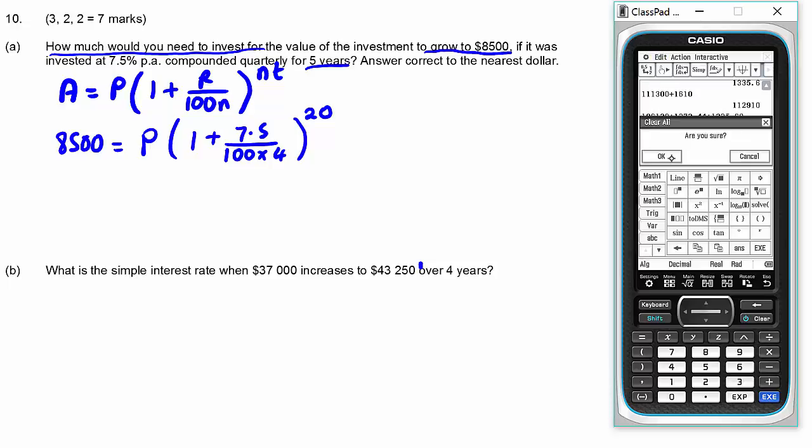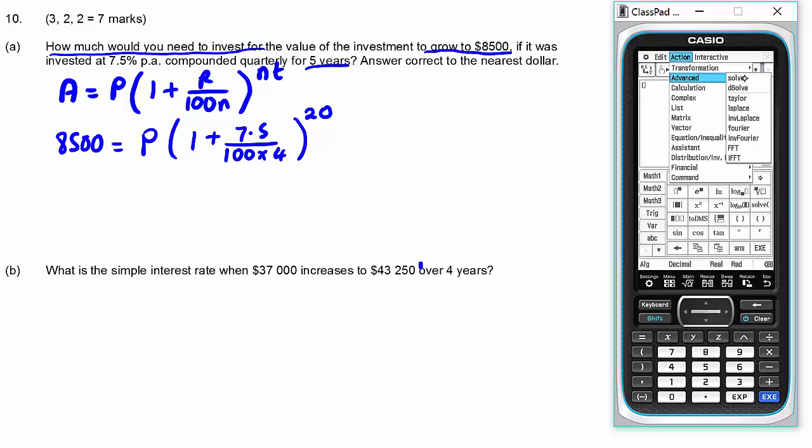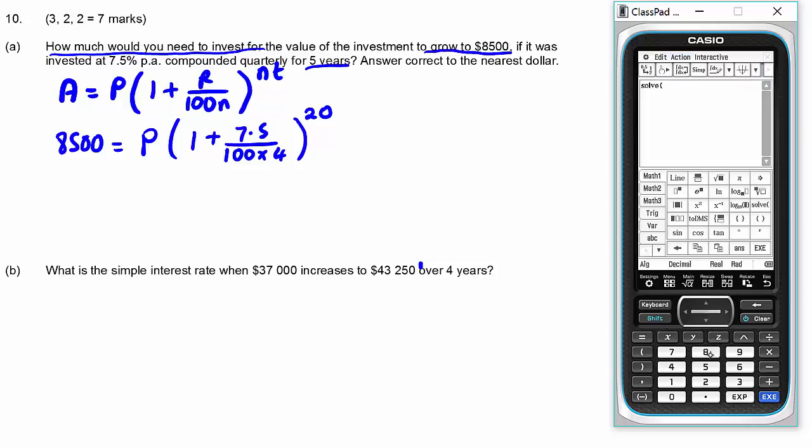So if we just clear here, action, advanced, solve, then we've got 8,500 is equal to, let's just call it x, open a bracket, 1 plus 7.5 over 400, and that is going to be to the power 20. And solve, and that is 5862.28.